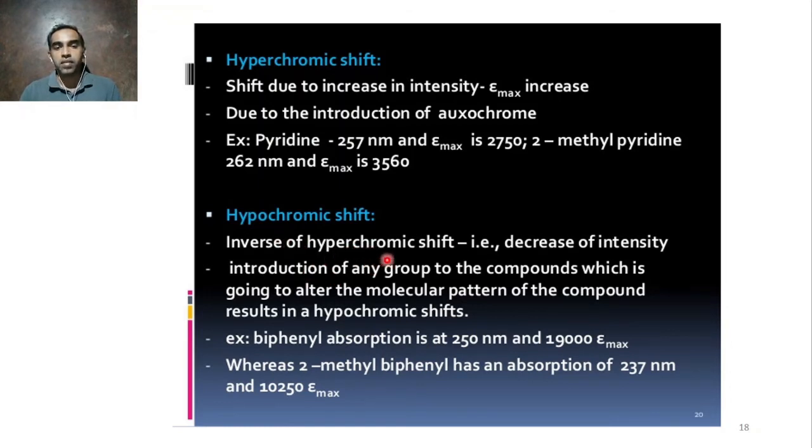So hypochromic shift, the inverse of hyperchromic, is a decrease of intensity. Introduction of any group to the compounds can alter the molecular pattern of the compounds. For example, biphenyl absorption is at 250 nanometer, and 19,000 is the epsilon max, whereas 2-methyl biphenyl has an absorption of 237 nanometer, and see what happens to epsilon max. It is 10,250 instead of 19,000, so it has decreased. Now the lambda max you can also see, it is decreased. So that's what I already clarified. Whenever there is a decrease in the wavelength, there will be hypochromic shift.